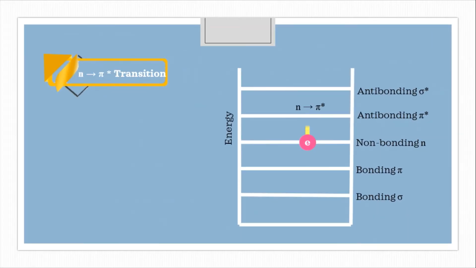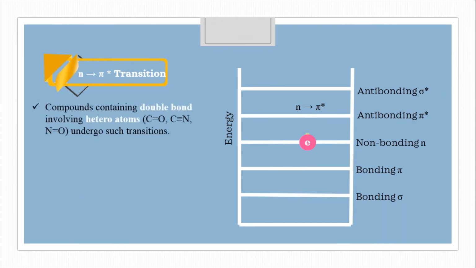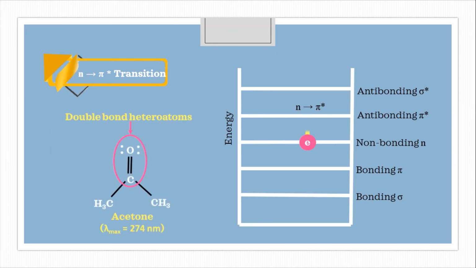n to pi star transition. Compounds containing double bonds involving heteroatoms undergo such transitions from non-bonding orbital to antibonding pi star orbital. n to pi star transitions require minimum energy and show absorption at longer wavelength around 300 nanometer. For example, acetone undergoes n to pi star transition at 274 nanometer due to the presence of carbonyl groups in its structure.